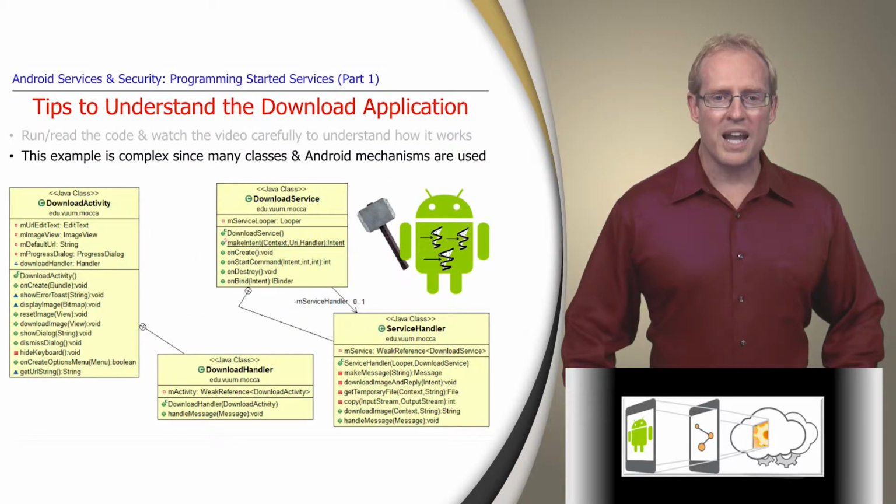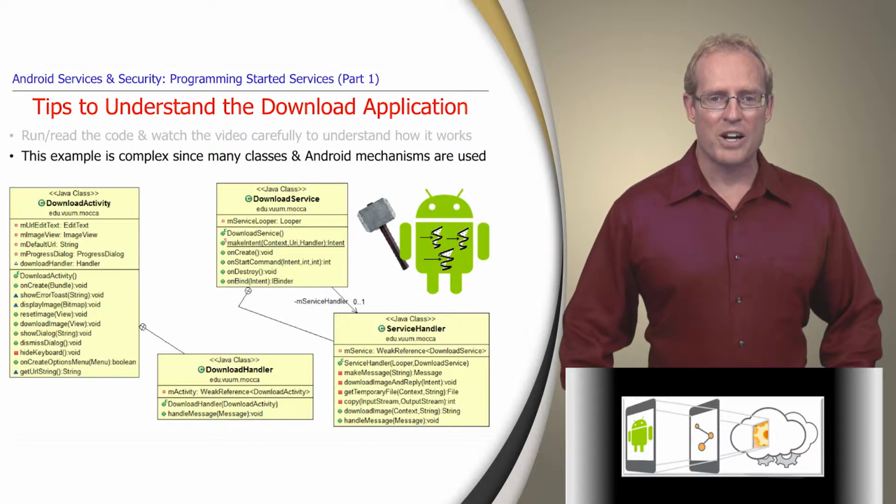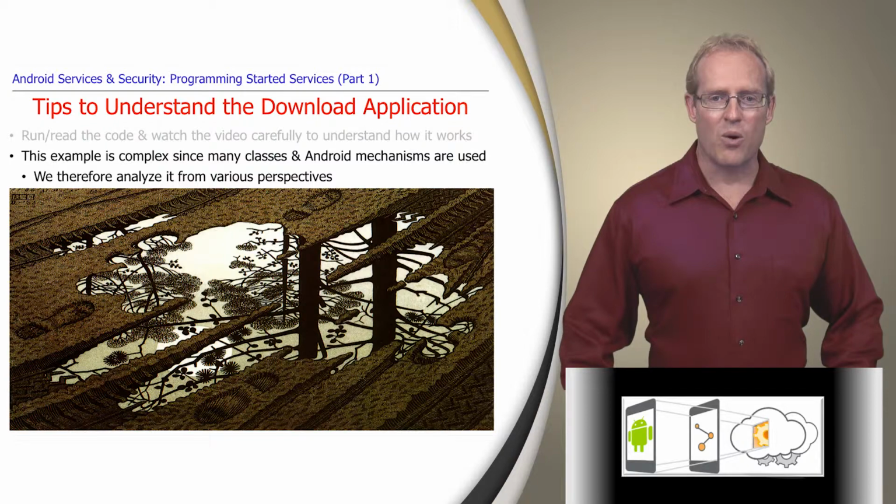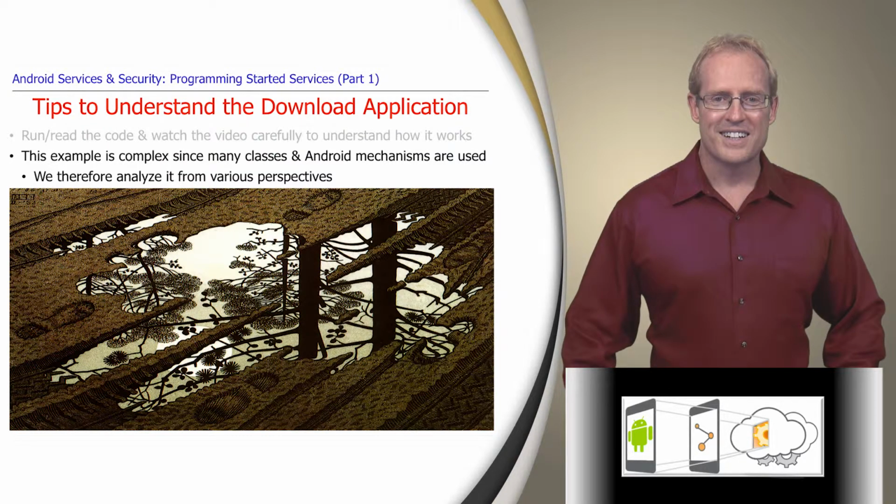This is the most complicated example covered thus far in this MOOC, since there are 4 main components involved in the solution, as well as various Android service, concurrency, and communication mechanisms. So we'll progressively analyze the design and implementation from various perspectives to show how all the pieces fit together.